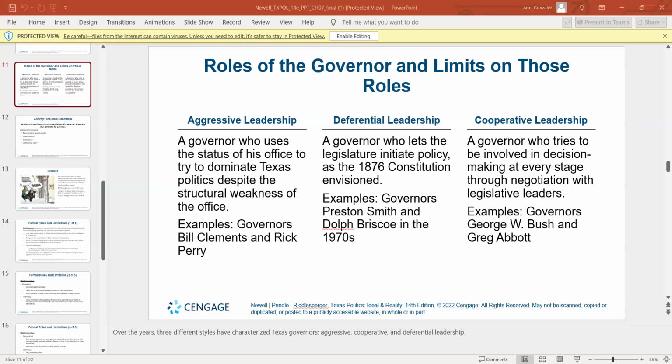Again, he's trying to put forth his policy initiatives, but at the same time, the legislature does not have to go along with what the governor is proposing. Also keep in mind that the governor sets the agenda for what the legislature is going to work on. So in the special session, the governor does have the power to decide what the legislature can and cannot work on. That's another important power within the session power.